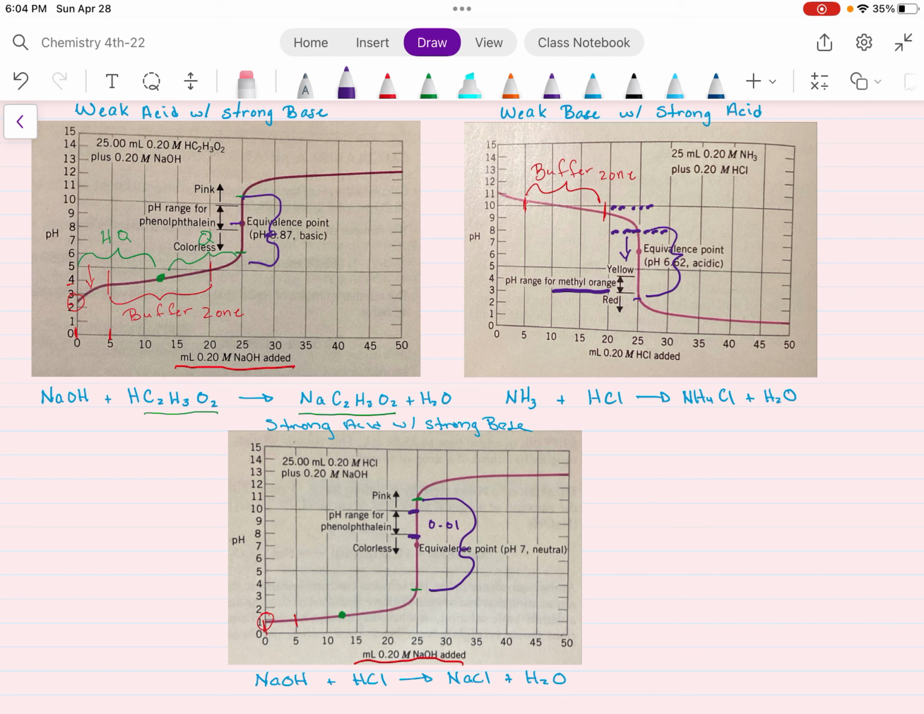So when you get questions about which indicator would be the best to use, remember that you want to use something that's in the direction that you're adding, and within this range here, to make sure that you hit either at or right after the equivalence point. All right. Okay.